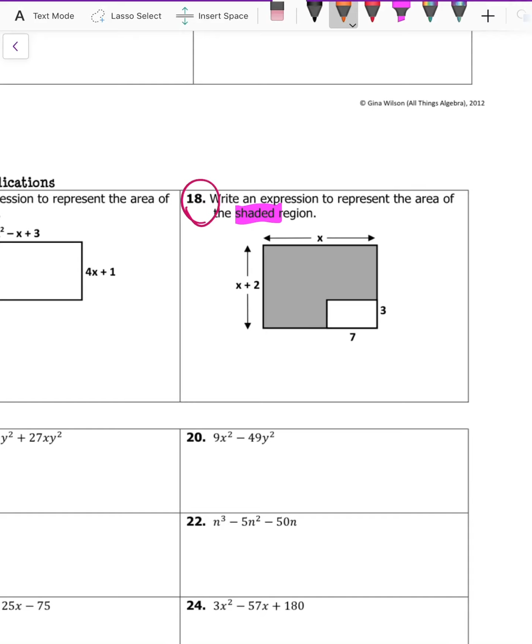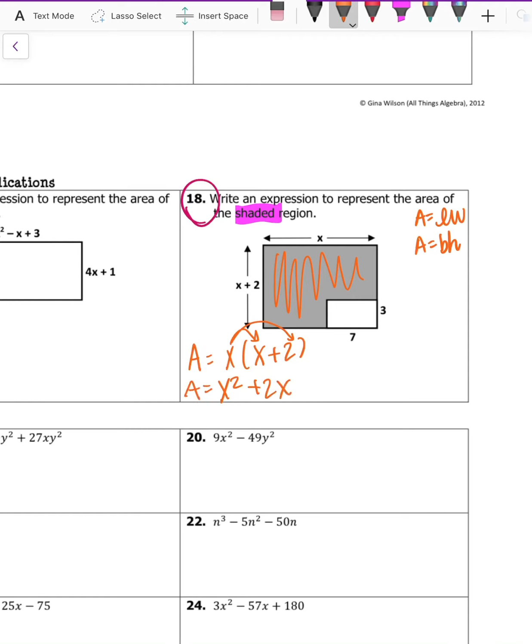So I'm going to start with talking about what the area of a rectangle is. So remember, area equals length times width or base times height, whichever one you prefer. So I'm going to use that formula to find the area of this rectangle, this shaded one here, okay? So that means I'm going to have to say area equals x times x plus 2. And you know from our time in class that whenever I have something on the outside of parentheses, I'm going to have to distribute. So that means that is the area of my larger rectangle right there.